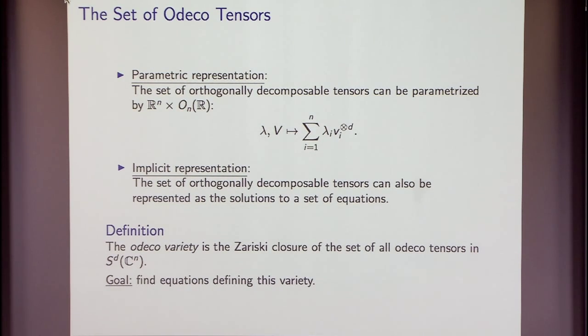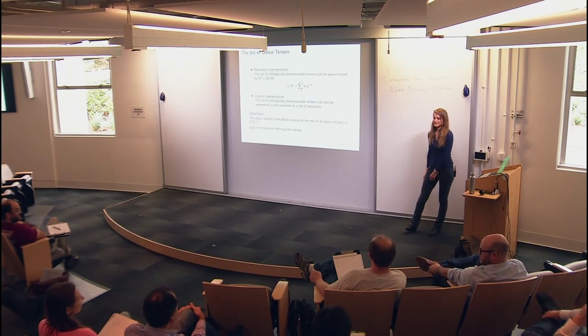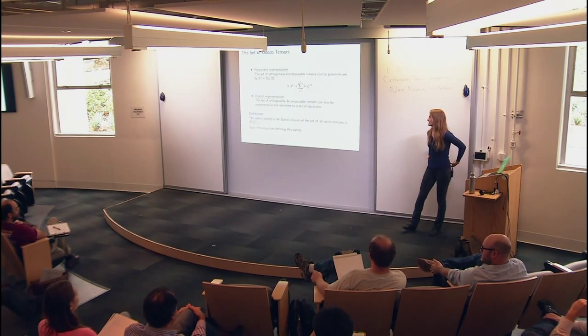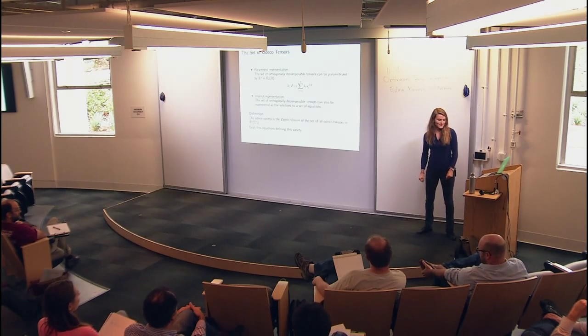So the way to define it over the complex numbers is by taking the Zariski closure. Maybe the order of the words in the sentence could also be: take the Zariski closure in the complex setting of the real orthogonally decomposable tensors. So it's by definition closed, and so we would like to find equations defining this variety.